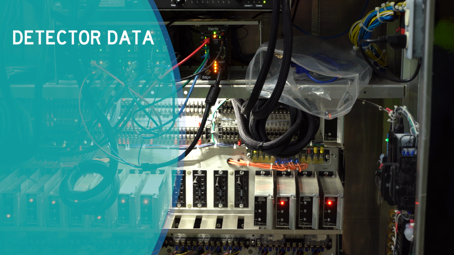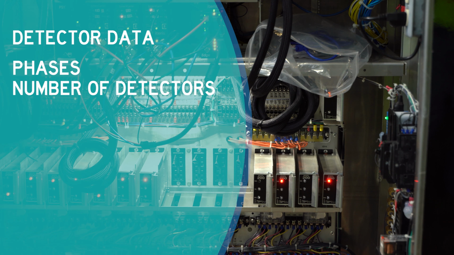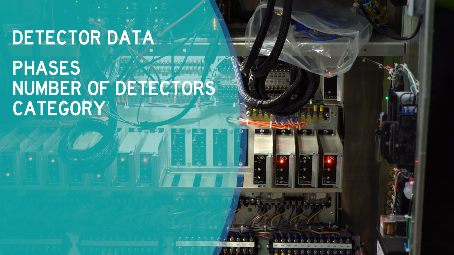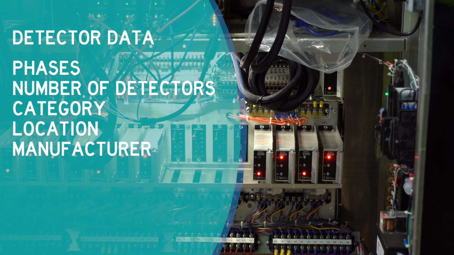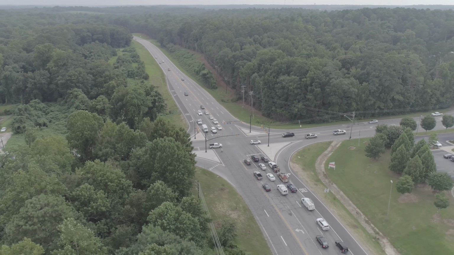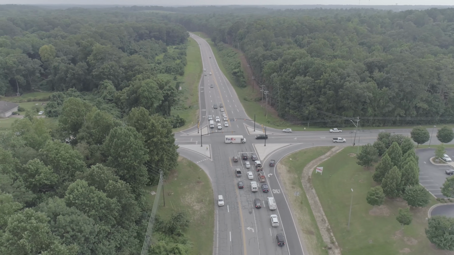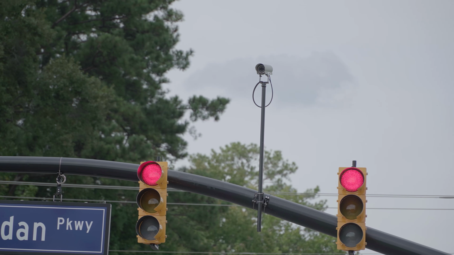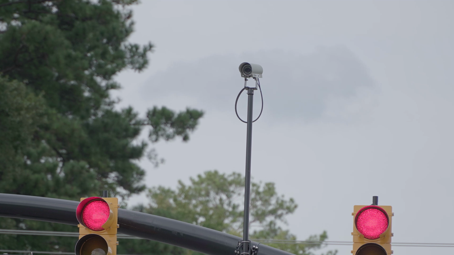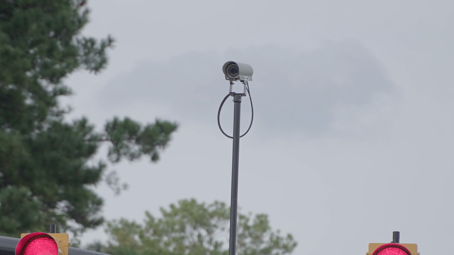To add or edit a detector, we will need the phase or phases that the detector is used for, the number of detectors, the category of the detector, either vehicle or pedestrian, the location of the detector, the manufacturer, the model, and the type. If category is vehicle, then type is inductive loops, piezo sensors, magnetometers, radar, video, or hybrid. If category is pedestrian, then type is push button or other. Finally, we need to know the installation date and any notes from the field.